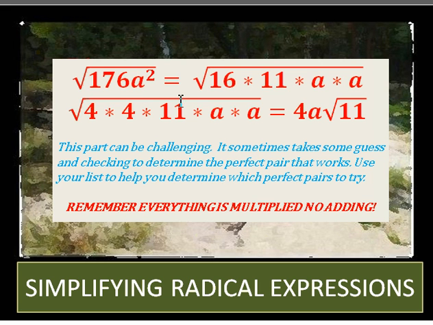So I see that I have 16, so that's a perfect square. So I get 4 times 4 times 11 times a times a. Well, I have two 4s, so I can bring one of those out for my square root, and then a times a, so I have one a for my square root. So I have 4a times the radical 11.